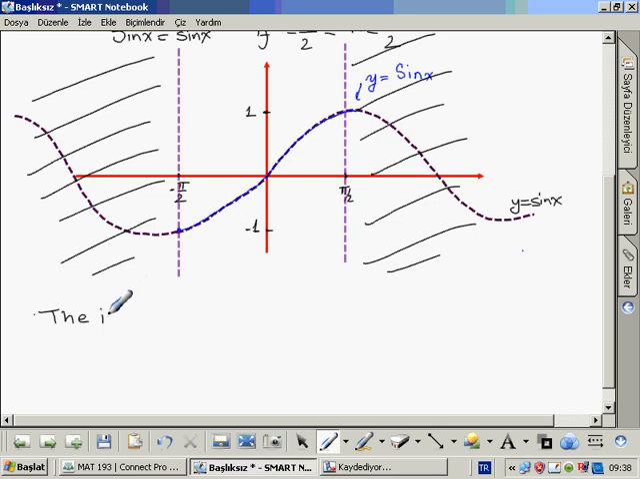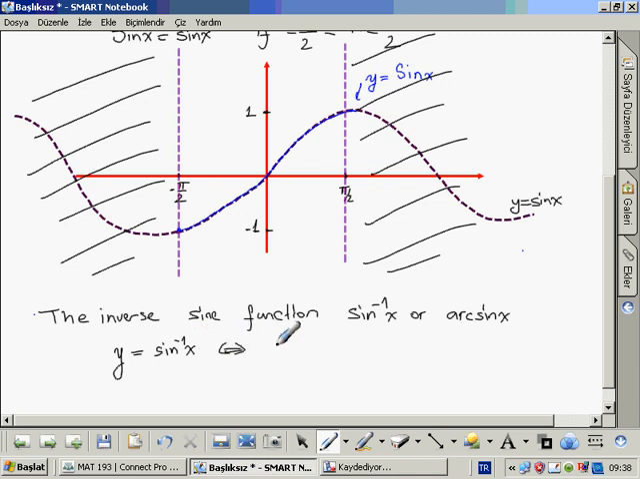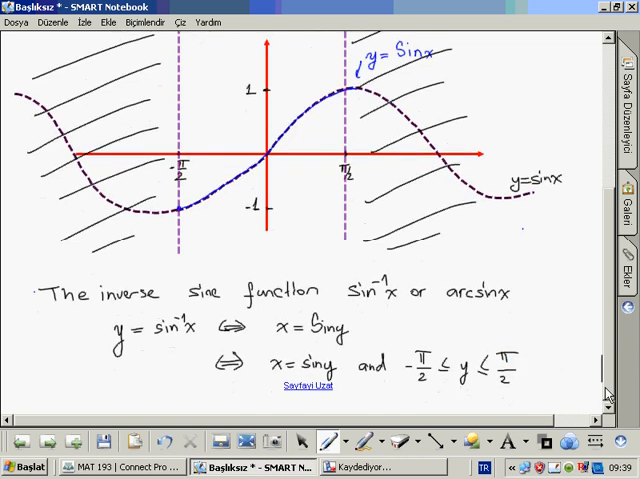So the inverse sine function, or we can write it arc sine x, if and only if x equals sine y, and in the restricted area, if and only if minus pi over 2 is less than or equal to y, and y is less than or equal to pi over 2.